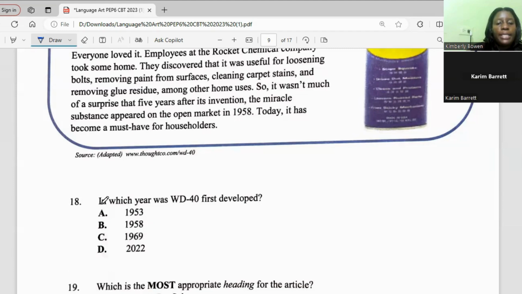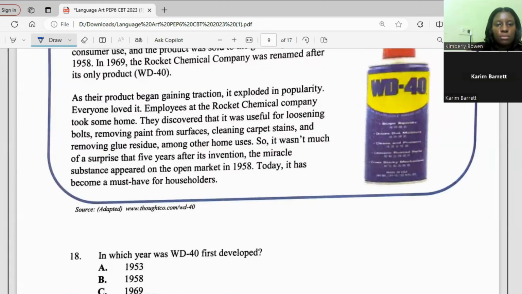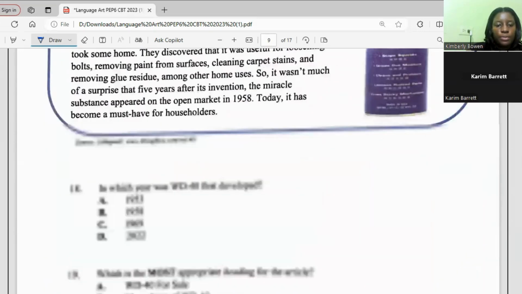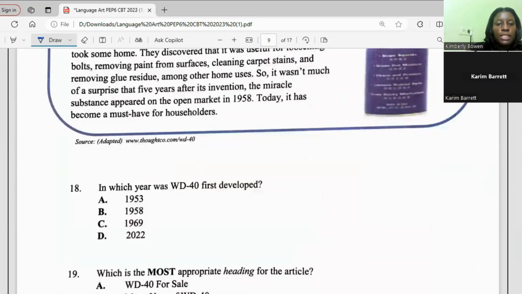Number 18, in which year was WD-40 first developed? Refer to the source. It looks like 1953. Let's look at that and answer. So 1953 is in fact right.